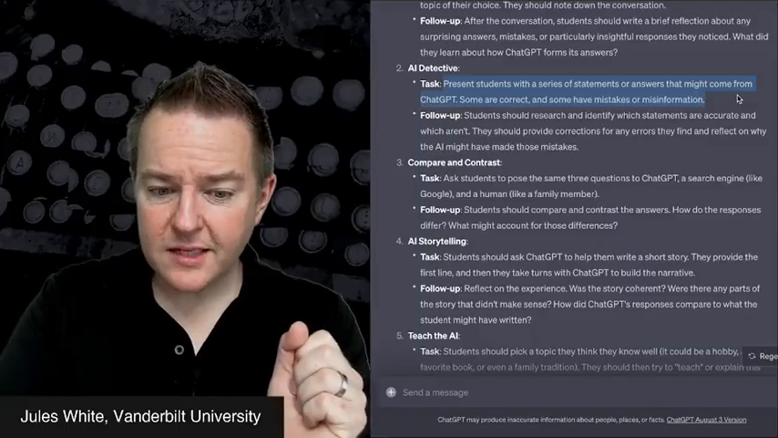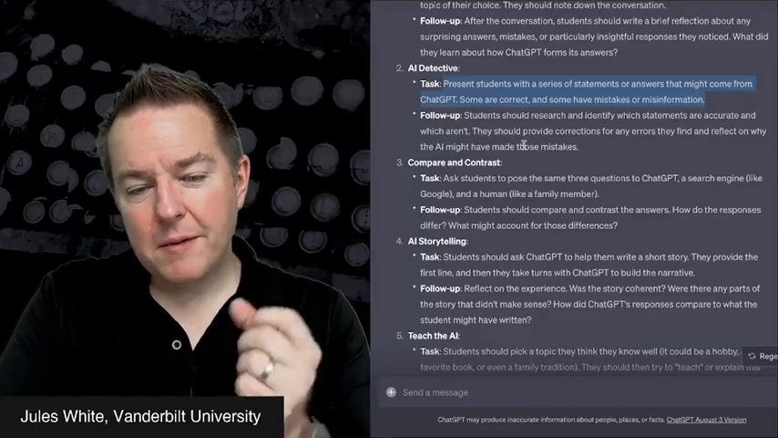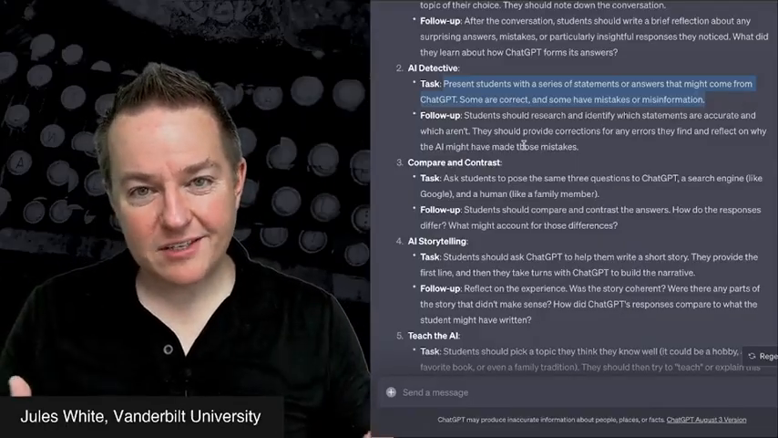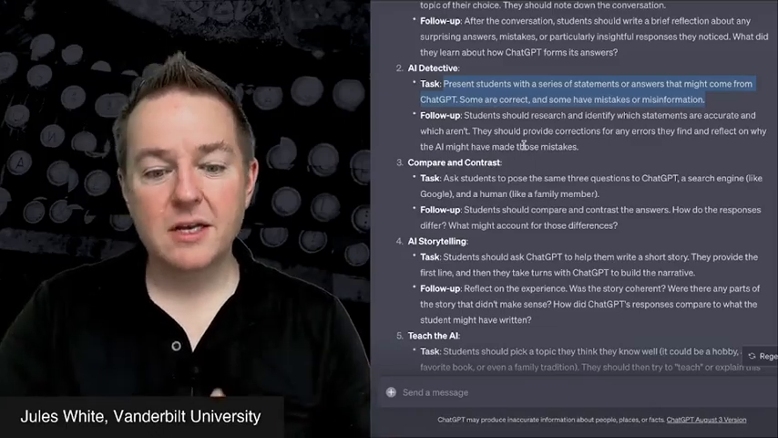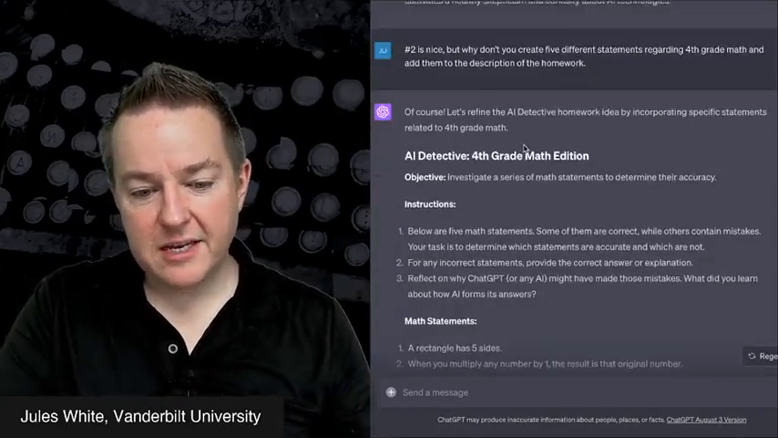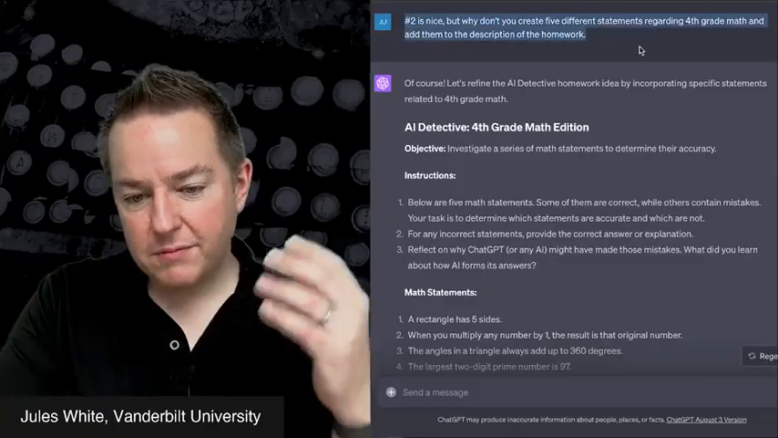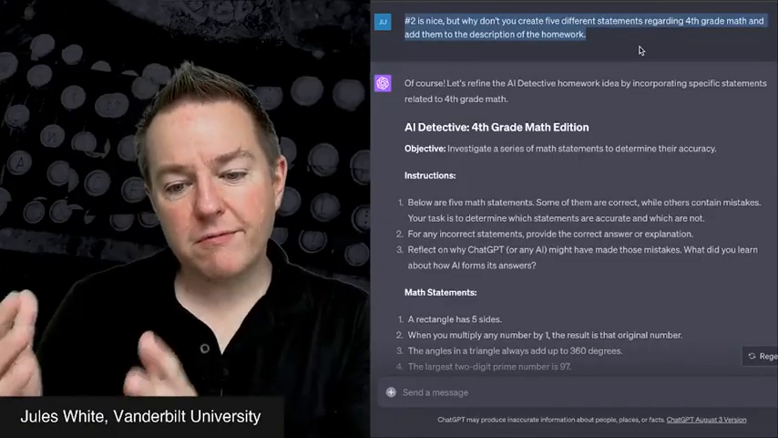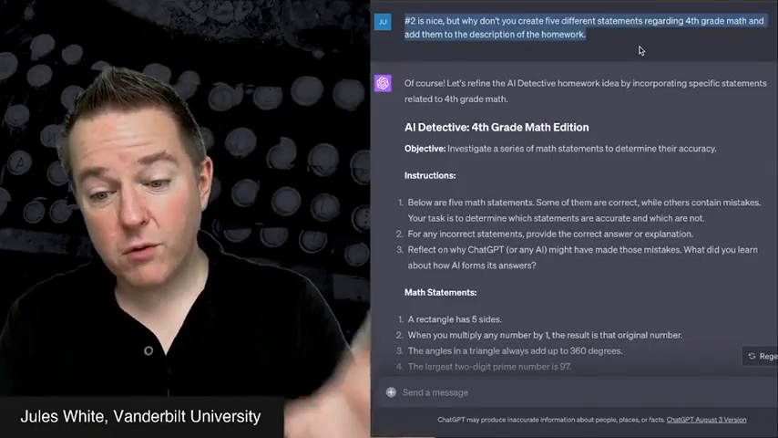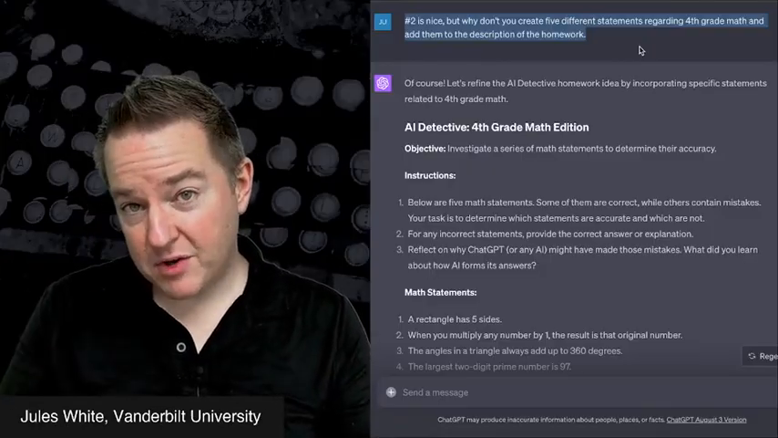Now, this is an interesting assignment, but there's a problem, right? It doesn't have the statements. Somebody's going to have to generate them. So let's follow up and refine that idea. And we'll say, hey, number 2 is nice, but why don't you create 5 different statements regarding 4th grade math and add them to the description of the homework?